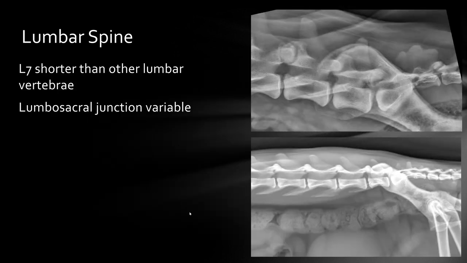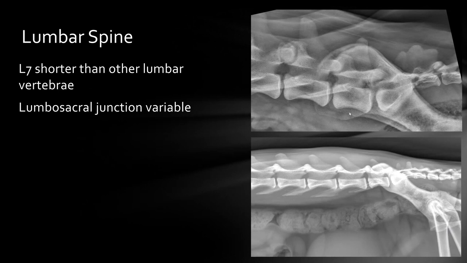For the lumbar spine, L7 is shorter than other lumbar vertebrae. And the lumbosacral junction, including the angle, can be quite variable as a normal variation. There are really no good numbers here. So looking at this lateral view of a dog here and then a cat, the lumbosacral junction was considered normal. This dog actually had marked degenerative joint disease here of his articular process joint, but that was not important at this moment.